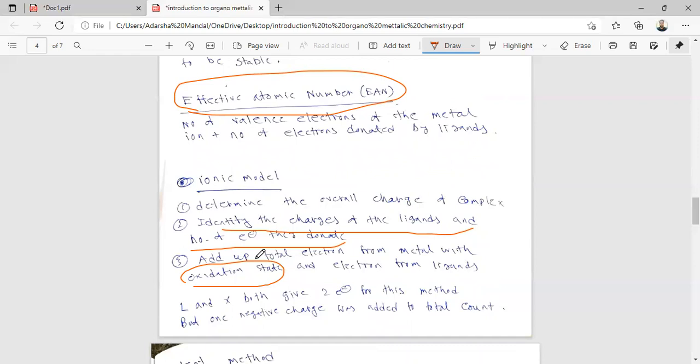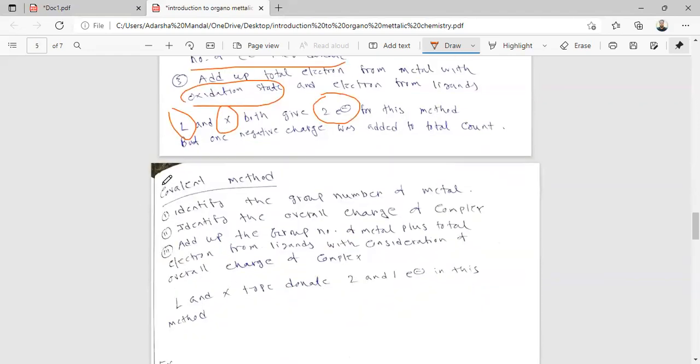There are two types of ligand, L and X. In the ionic model, both L and X type ligands donate a total of 2 electrons to the metal center. But the L type ligand is a neutral ligand, so it donates 2 electrons with an overall charge of 0. The X type ligand donates 2 electrons to the metal center, but it gives one negative charge to the total electron count.